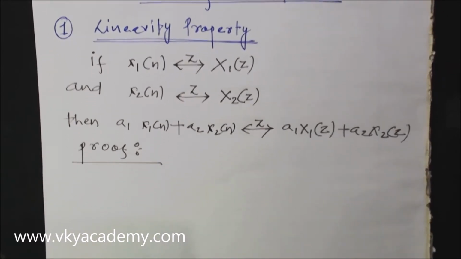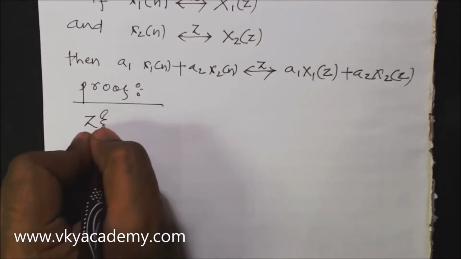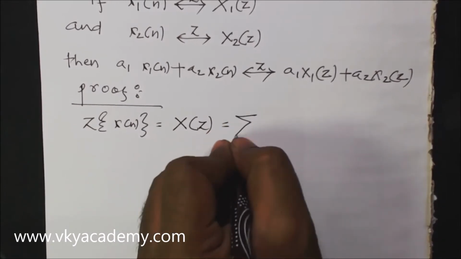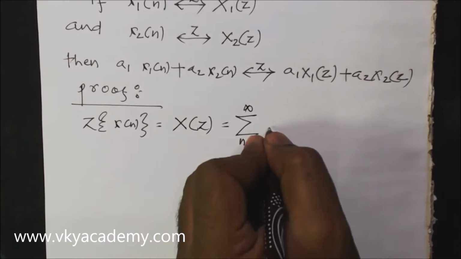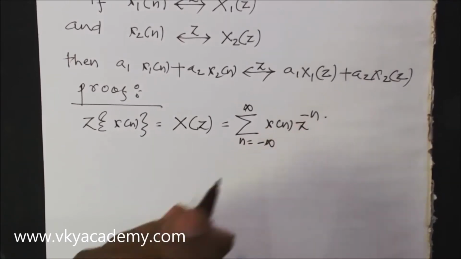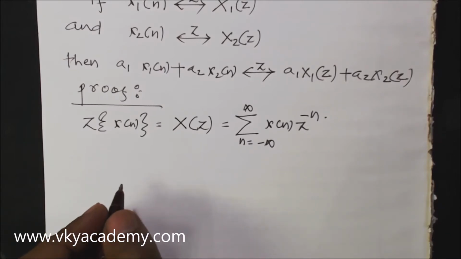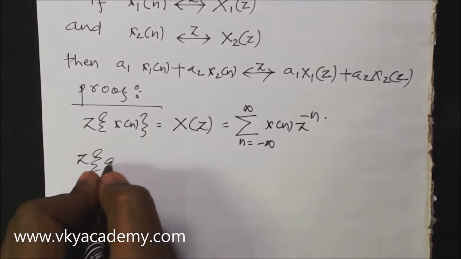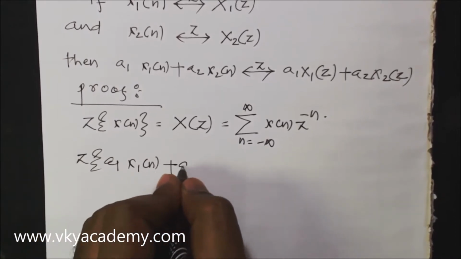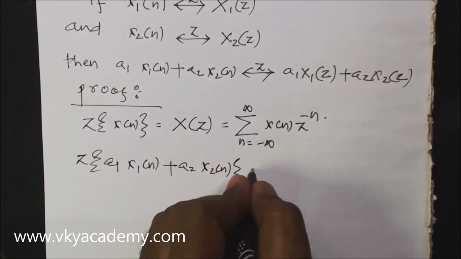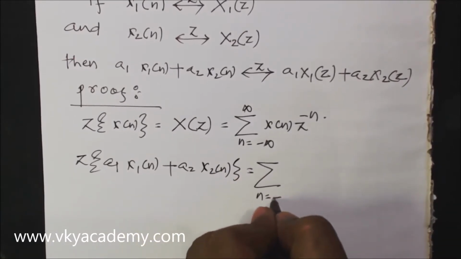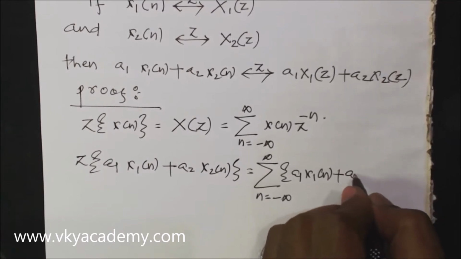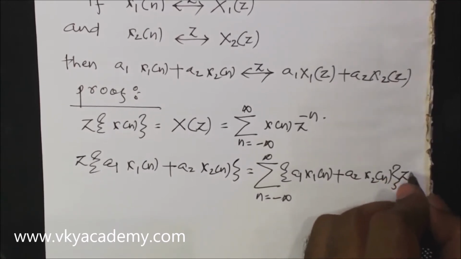We know from the Z transform formula that Z transform of x of n is equal to X of z, which is equal to summation n is equal to minus infinity to infinity x of n z to the power minus n. Now we have a function a1 x1(n) plus a2 x2(n). So Z transform of a1 x1(n) plus a2 x2(n) is equal to summation n is equal to minus infinity to infinity of a1 x1(n) plus a2 x2(n) times z to the power minus n.